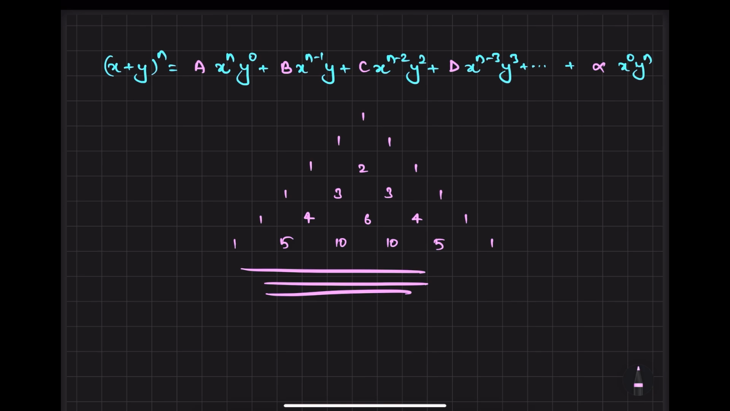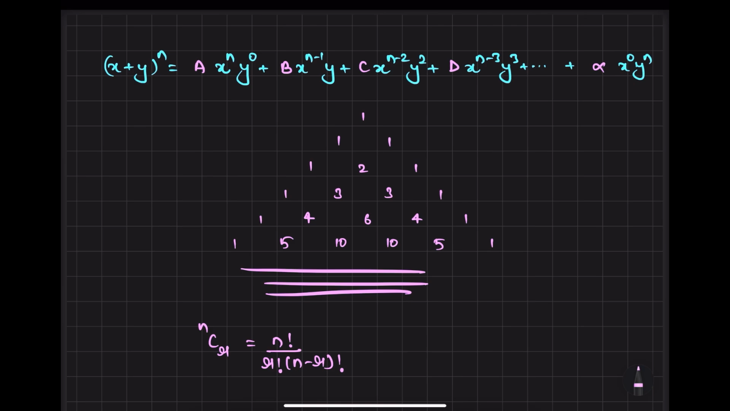So how will we resolve this problem? We will resolve it by taking help of nCr. What does this nCr mean? Try to understand this part. First it is n, then C, and then r. If you want to open this, you can write it as n factorial divided by r factorial into (n minus r) factorial.